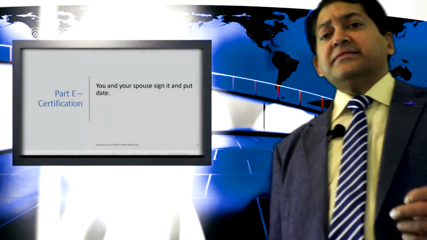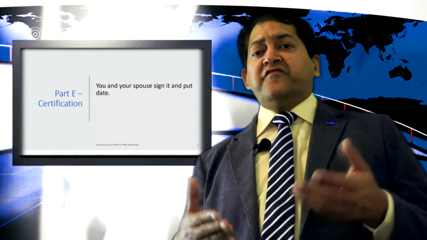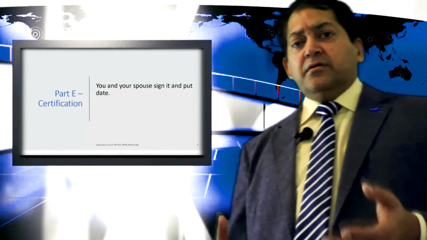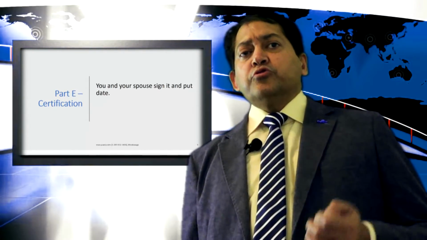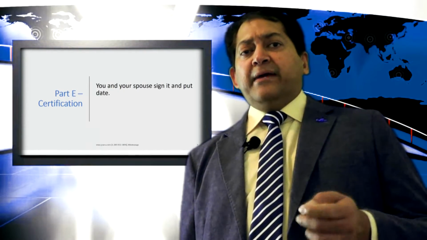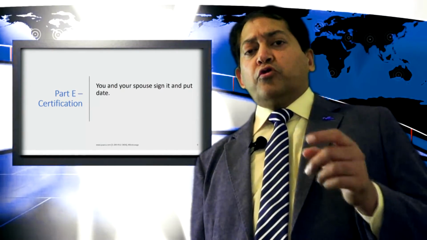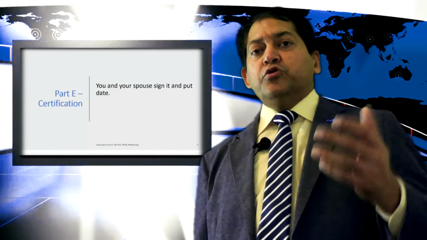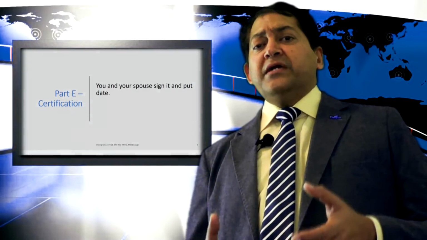Now there is part E. This is the certification part. Of course, you are providing information, and it is assumed that whatever information you have provided about you and your spouse is based on true information, but still you have to certify. So you and your spouse are required to sign a declaration and put the date. Because this information is collected under relevant provisions of Canadian law, this certification on your part makes sure that whatever information you have provided about yourself and your spouse is based on facts, it is based on truth.